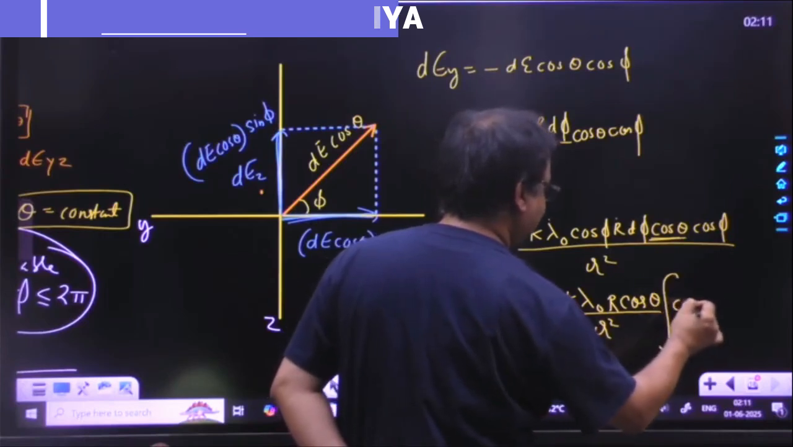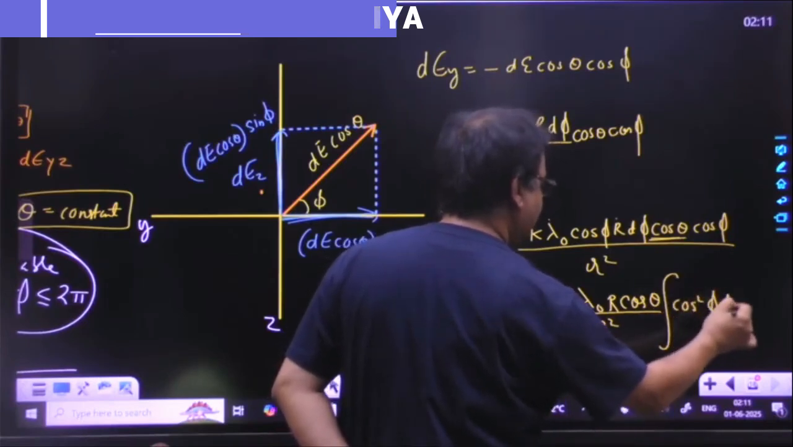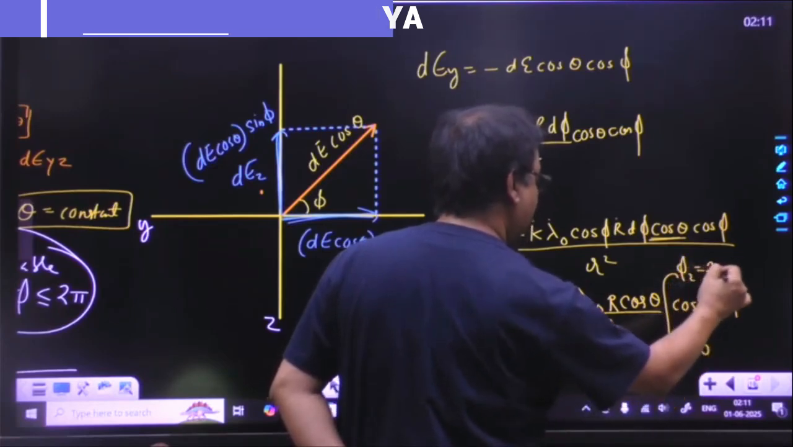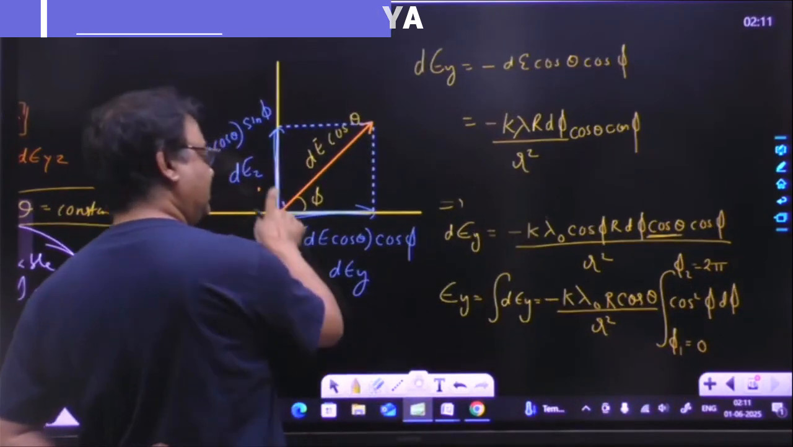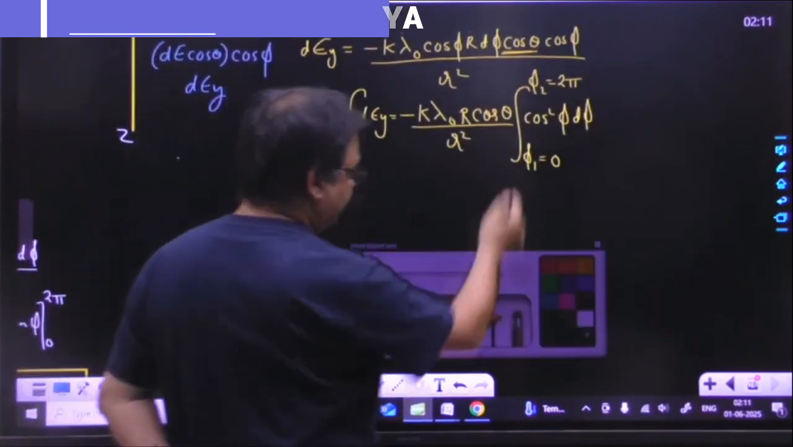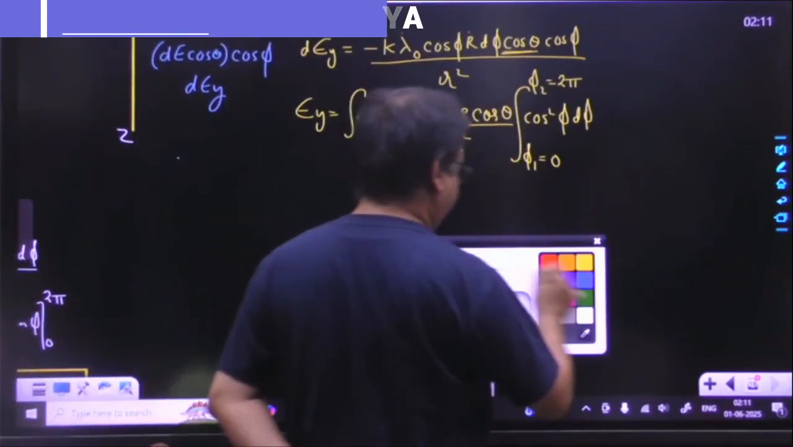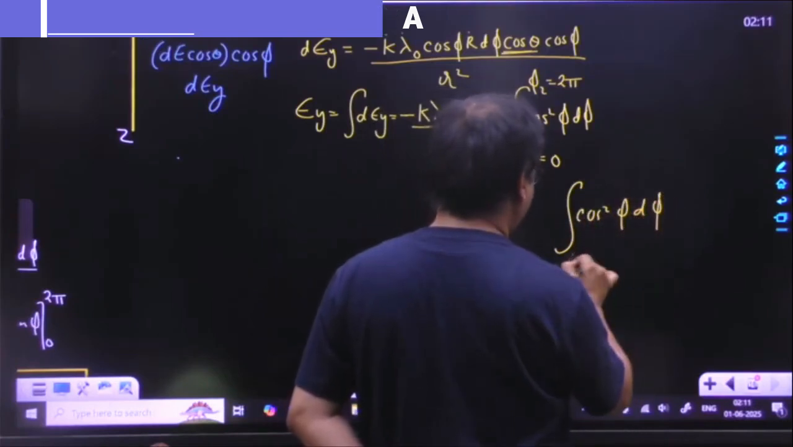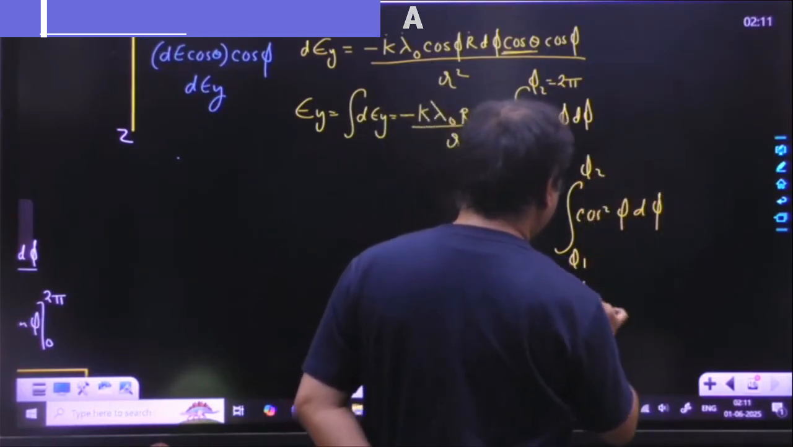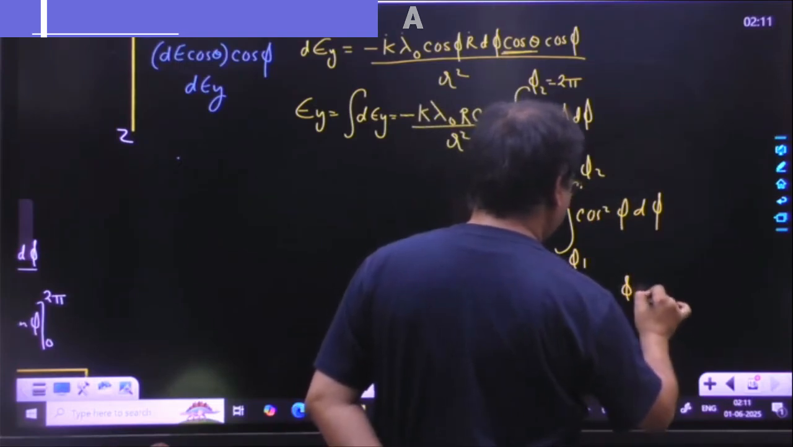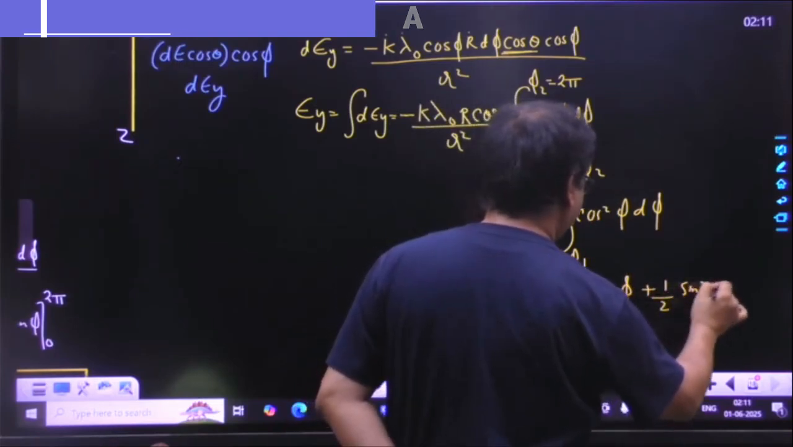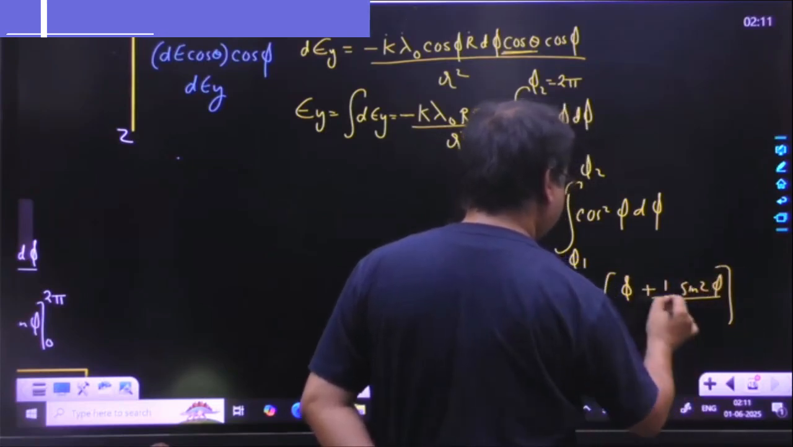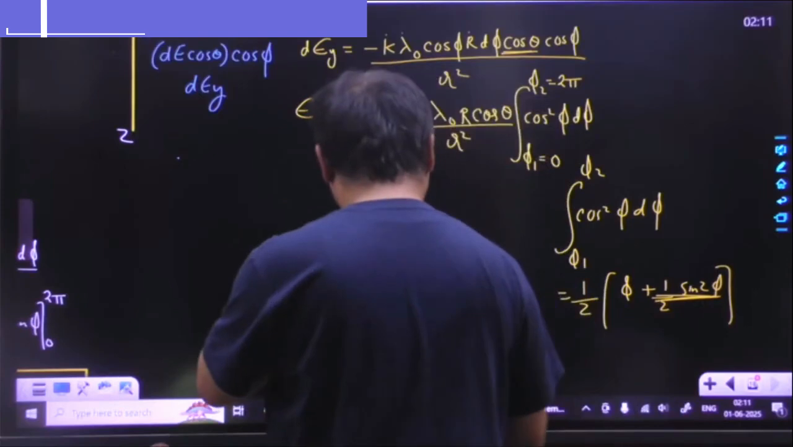What is left is cos square phi d phi. Now we can put the limit of phi, azimuth running from 0 to 2 pi, correct? So this is the limit of the azimuthal angle. Now already we did this integral right back in part A, correct? So this integral we have seen: from phi 1 to phi 2 it has a value of half phi plus half sine 2 phi. This was the value of the integral.